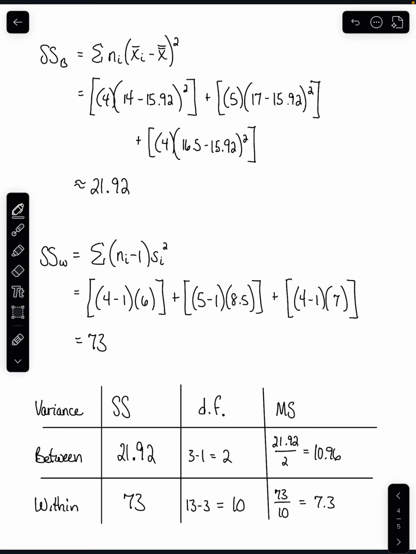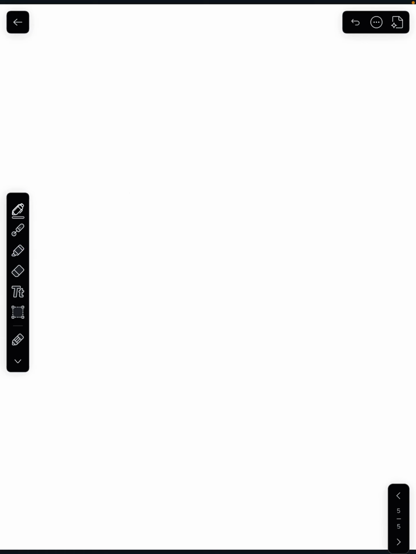So with those values in mind, we can now calculate the test statistic. The test statistic will be the mean of the squares between the samples divided by the mean of the squares within the samples. So our test statistic will be 10.96 over 7.3. And that will give us a test statistic value of approximately 1.5.